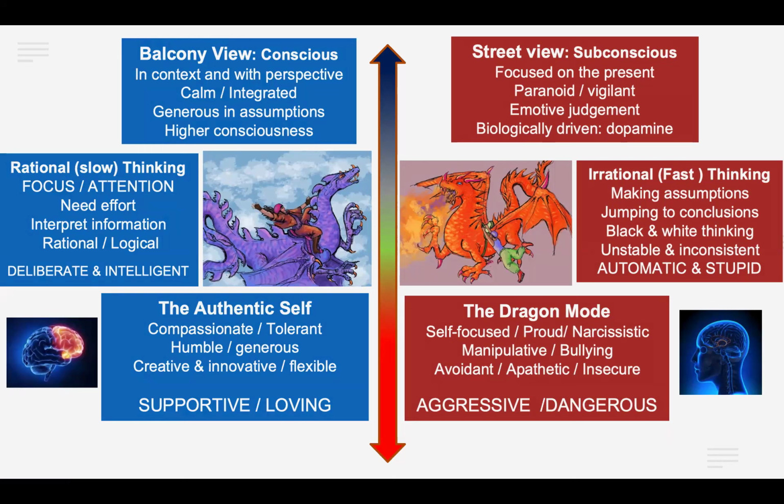If we then look on the other side and imagine what it's like when that dragon brain is nice and quiet, and we can actually bring our master to the game, now we are able to see things with context and with perspective, because we have the possibility to reflect on things. So now we're calm, we're integrated, we have access to all parts of our brain. Now we're able to be generous in our assumptions, and we have access to the higher consciousness that we have. We also have access to the clever part of our brain. So now we're suddenly able to bring focus and attention to something. We're able to interpret information. We can be rational and logical.